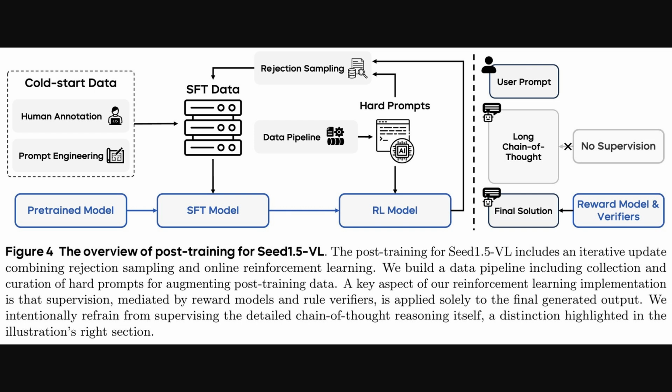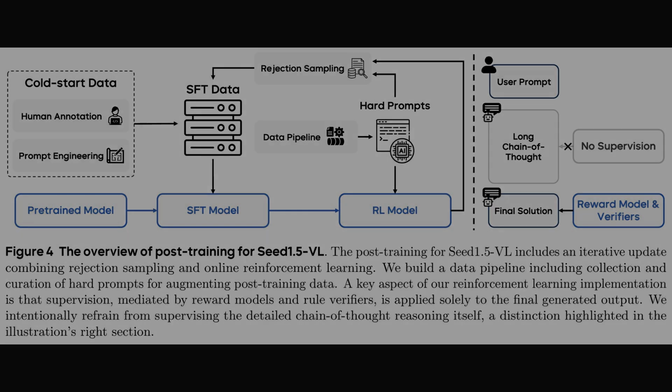Okay, moving on from the pre-training stages, this next figure illustrates the post-training process. It shows an iterative approach combining supervised fine-tuning, or SFT, which is using labeled examples to further refine the model, and then reinforcement learning, or RL, where the model learns from feedback. They use hard prompts, challenging inputs, to push the model. Interestingly, the reinforcement learning focuses on the final output, not the intermediate reasoning steps, using a learned reward model and rule-based verifiers to guide this learning. This sophisticated post-training is crucial for enhancing its problem-solving and reasoning.